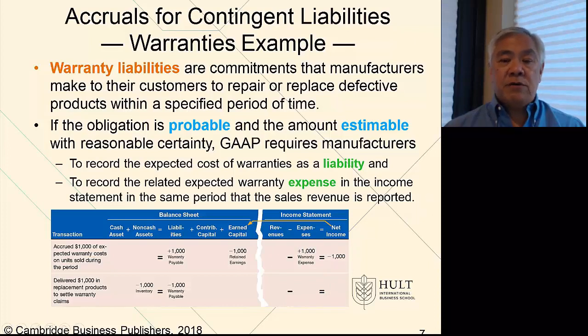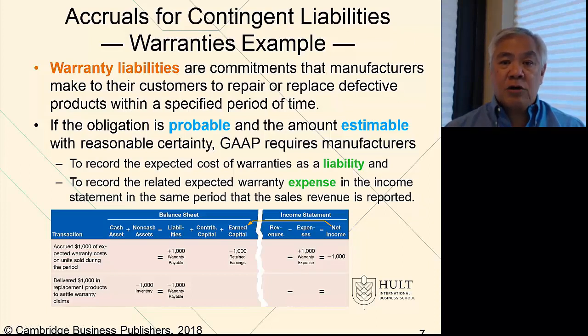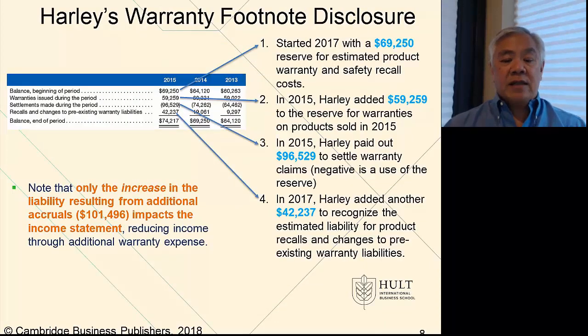Very similar to what we're doing in accounts receivable. When we provide for an allowance for doubtful accounts, when we have a bad debt occur, do not charge bad debt expense. Instead, charge that reserve. Same thing. All right, when we look at the footnote from Harley-Davidson, we see the following schedule. This shows 3 years, 2013, 14, 15. We're going to focus on 2015, what's happening there.